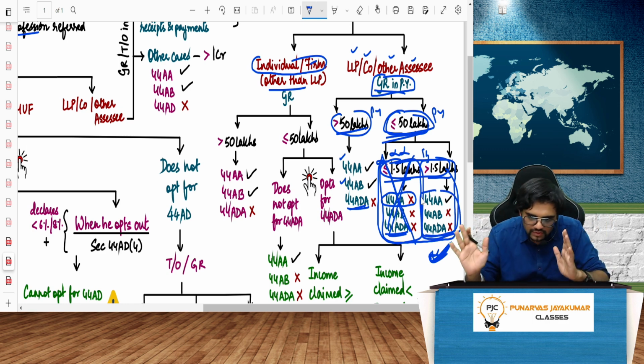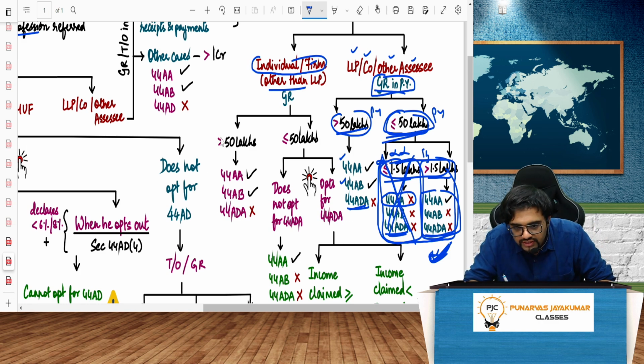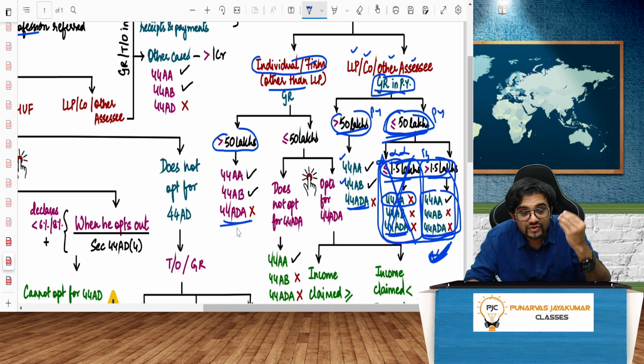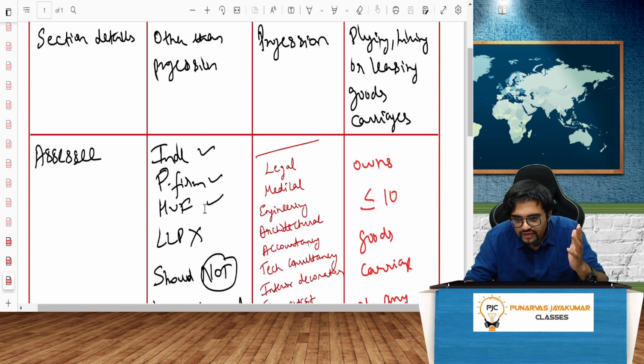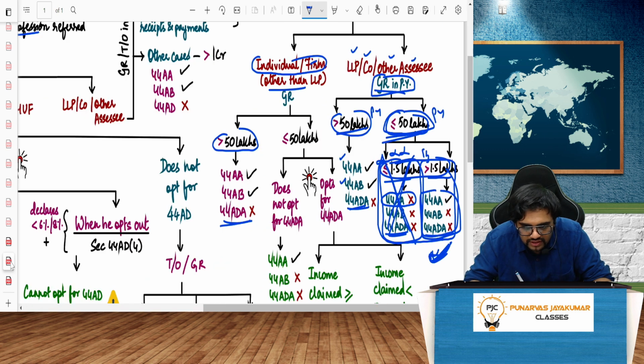Done? Come to individual. Now, individual, if it is more than 50 lakhs gross receipts, my dear friends, 44ADA will never come. You just see this chart here. I told you for 44ADA, gross receipts must be less than or equal to 50 lakh. So here, if the gross receipts is more than 50 lakh, ADA will never come.